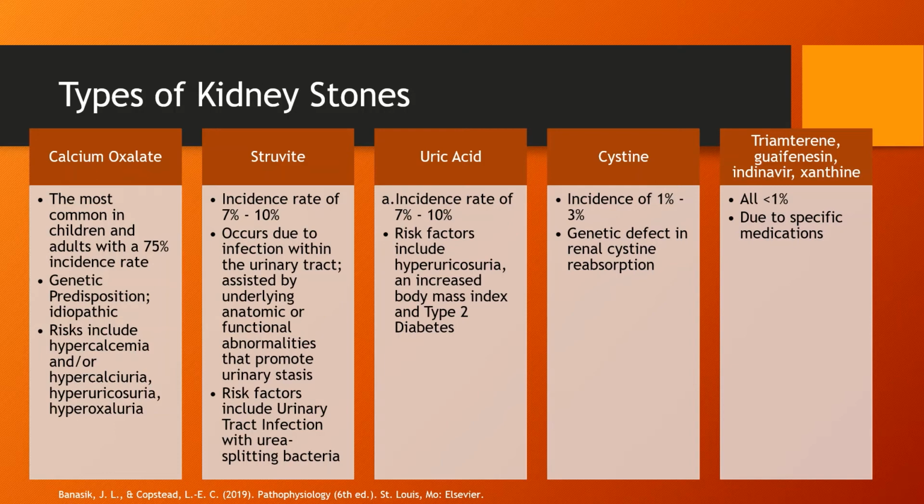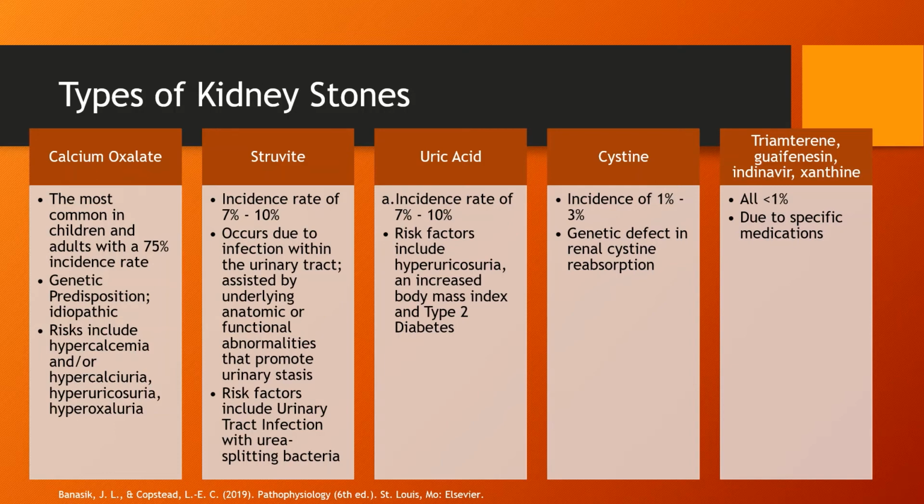Struvite is the next type. This and the uric acid stones tie for incident rates. They go between 7% and 10%. For the struvite one, the occurrence is due to infection within the urinary tract. A lot of the times the formation can be assisted by an underlying anatomic or functional abnormality that can promote urinary stasis, where urine's not being excreted. Risk factors include urinary tract infection with urea splitting bacteria.